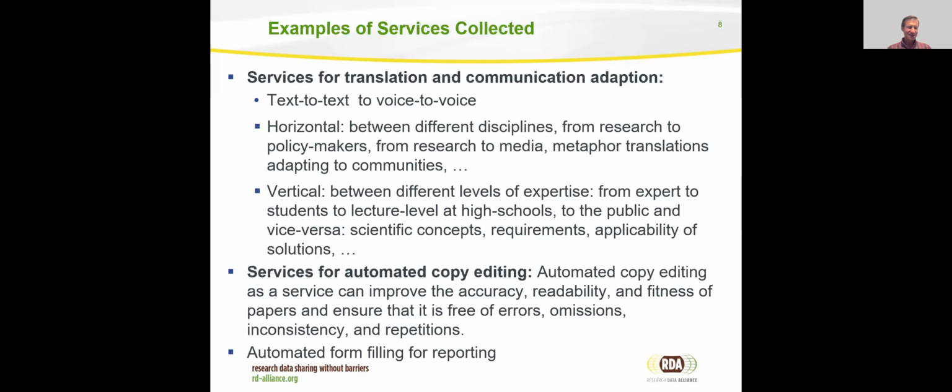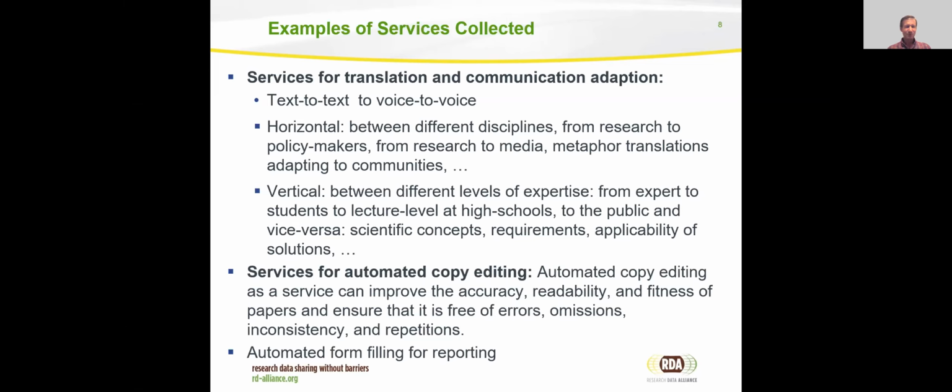We also had discussions on translating vertically, so from expert to student level, from student or expert level to high school level to the public, and vice versa, so that we can communicate scientific concepts across different levels of sophistication, that we can communicate requirements and needs across those different levels.